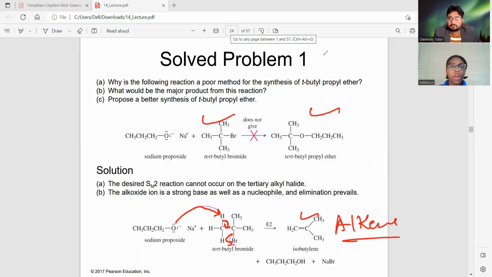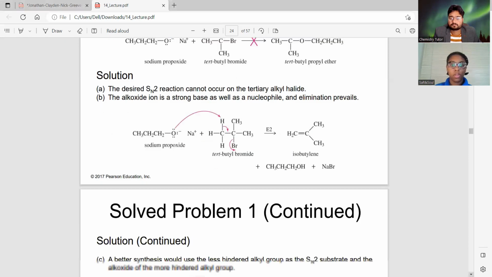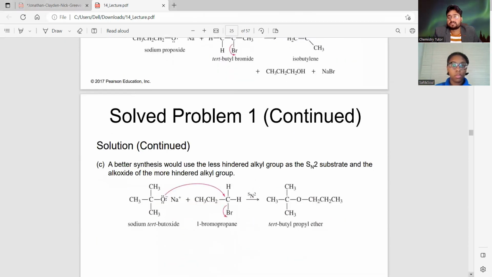The question is asking for a better synthesis. Yes, we will discuss it soon, don't worry. Here is the better synthesis.